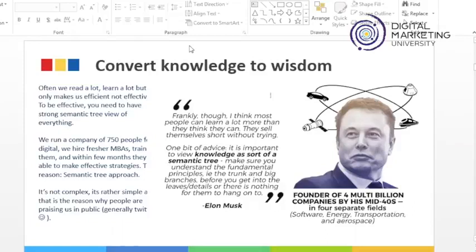And also, this is one sentence that you should look at, where Elon Musk talks about understanding any new subject. You need to create the subject as a semantic tree, where you have your trunk and the big branches clear first, and then you add the leaves. And this is the reason why a lot of people who read are not able to use that knowledge to take a decision.